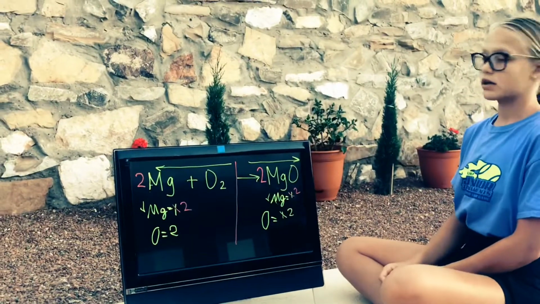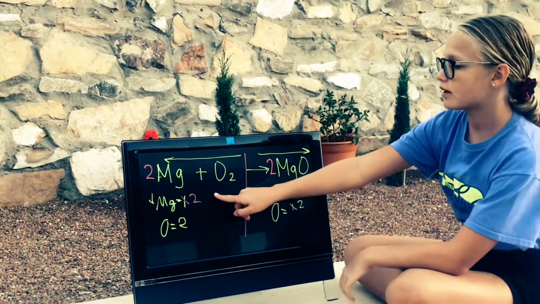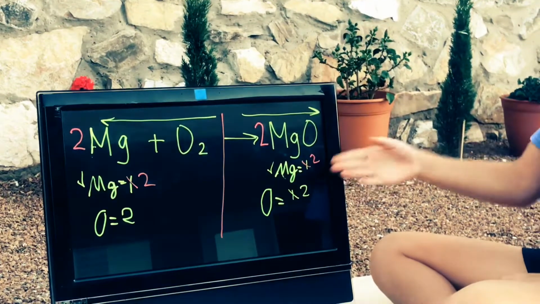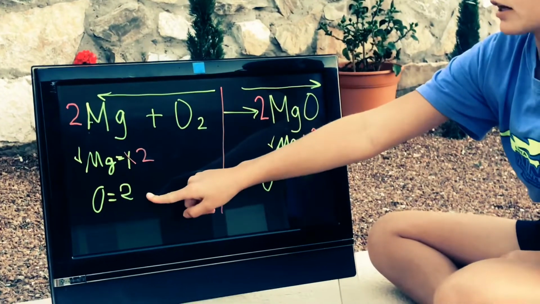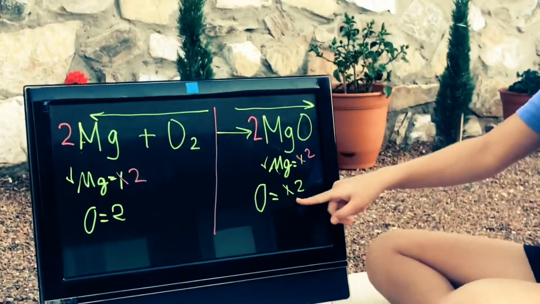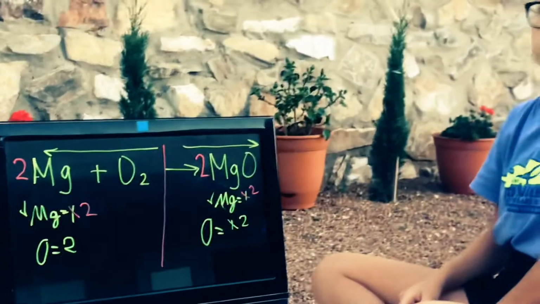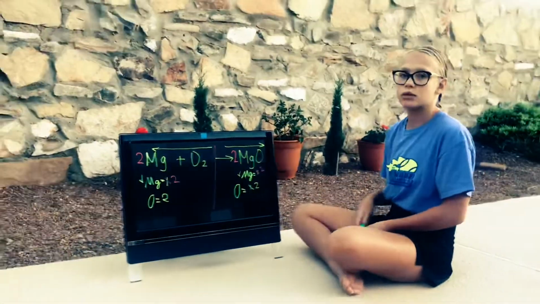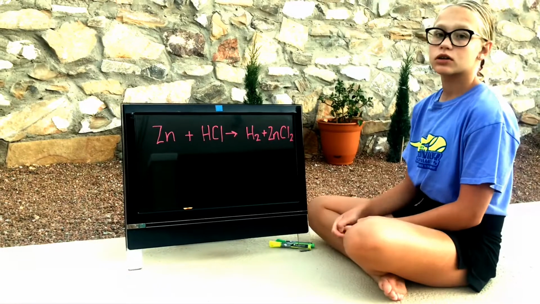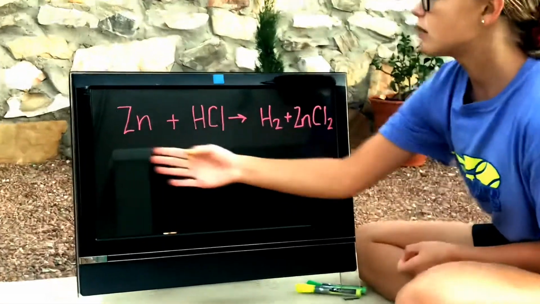Now check your work. So Mg on the left side has 2 and Mg on the right side has 2, so it's even. Oxygen has 2 on the left side, and oxygen on this side has 2 on the right side. Now that's how you balance chemical equations. So now we're going to do another chemical equation. This is my equation right here.